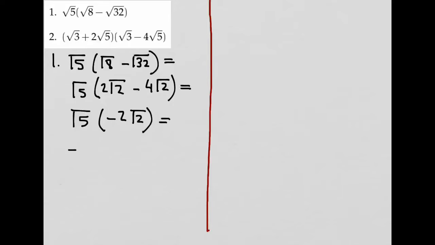We have minus 2 times root 5 times root 2. Root 5 times root 2 is equal to root 10. That's our final answer.